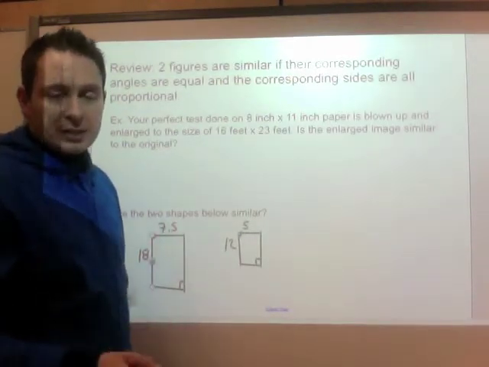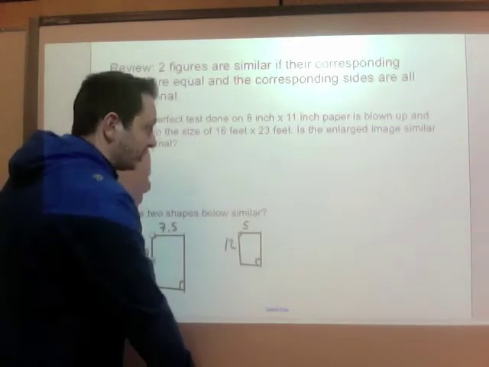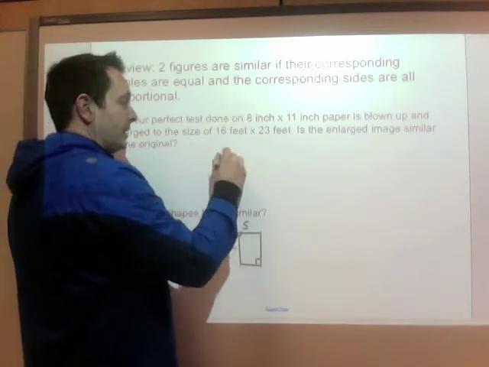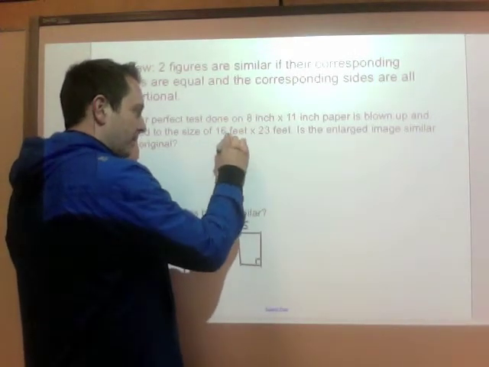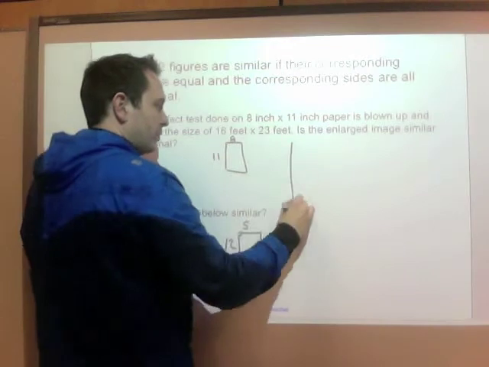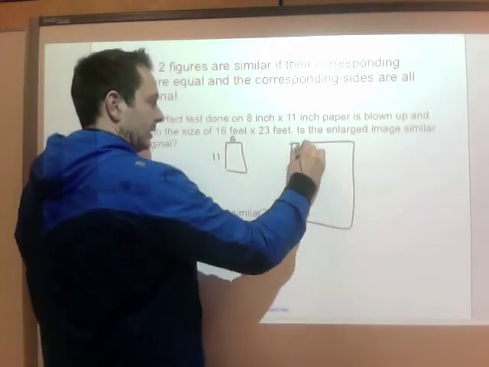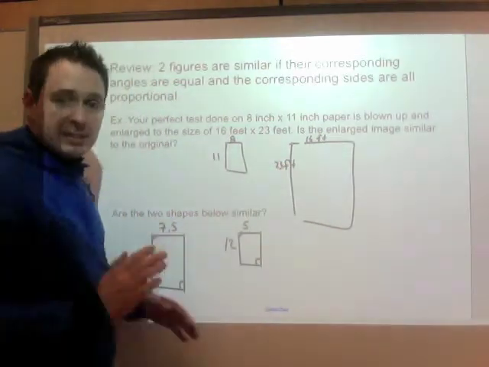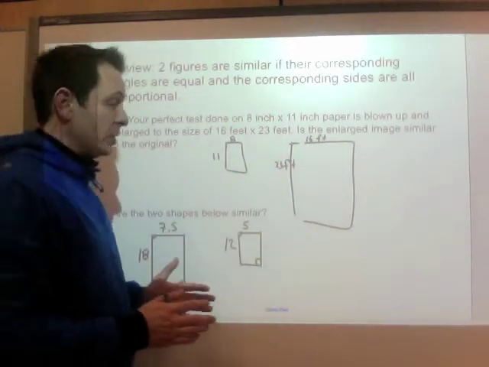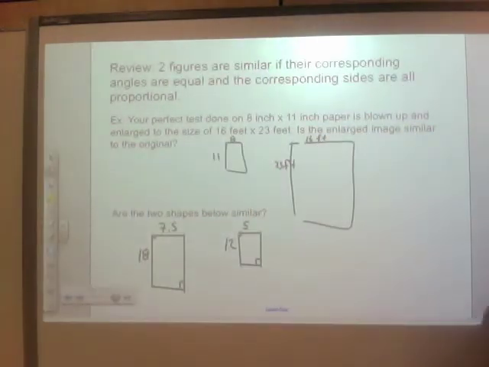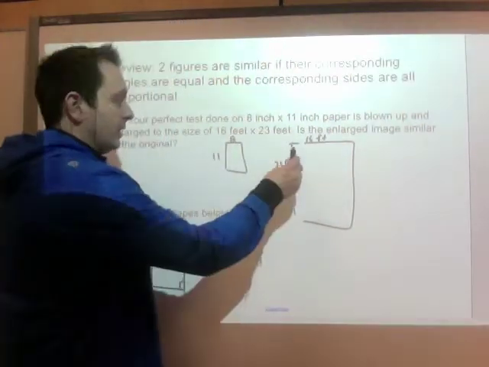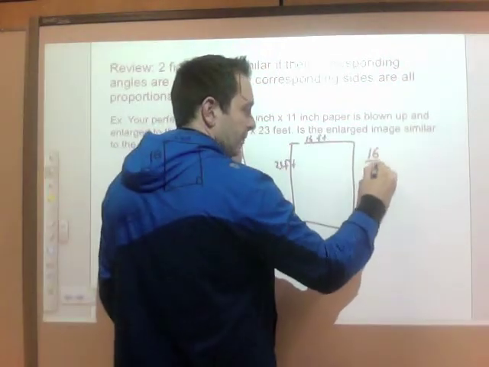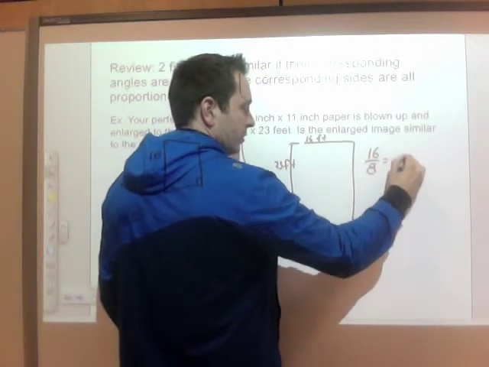To know if two things are similar, they have to carry the same proportion. So, let's do this. I have my 8 by 11 sheet of paper, and it's getting blown up to a gigantic 16 feet by 23 feet. Now, if they're similar, they'll carry the same proportions. So now I'm going to grab a calculator. The first one, let's look at the top. 16 divided by 8 is 2.